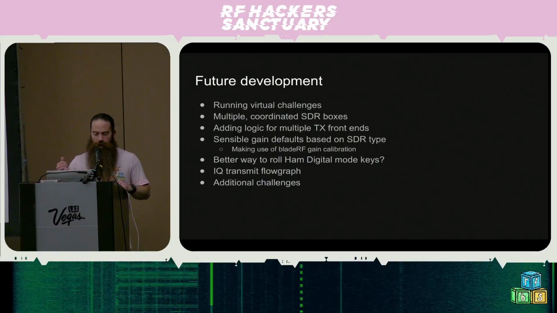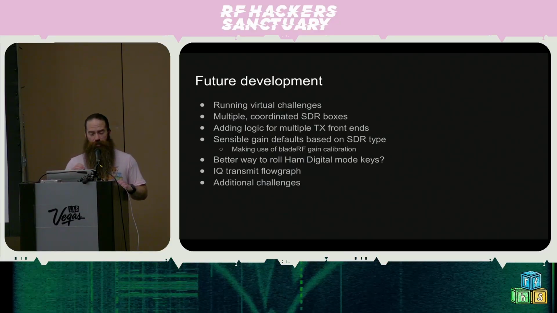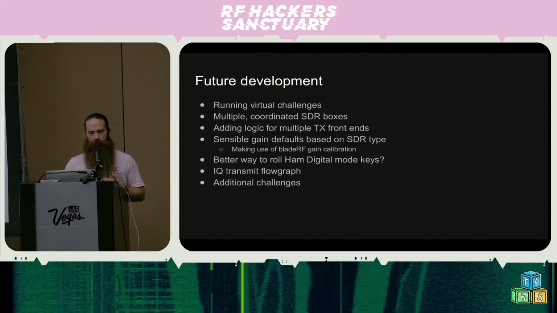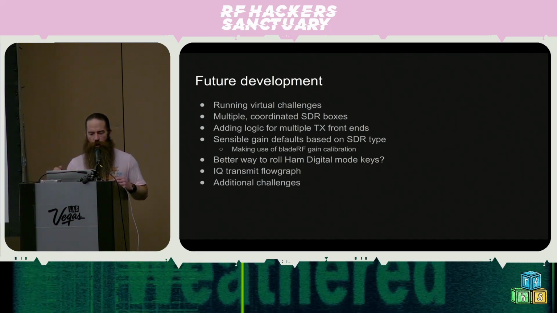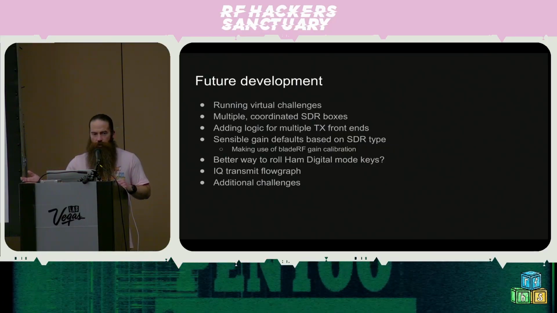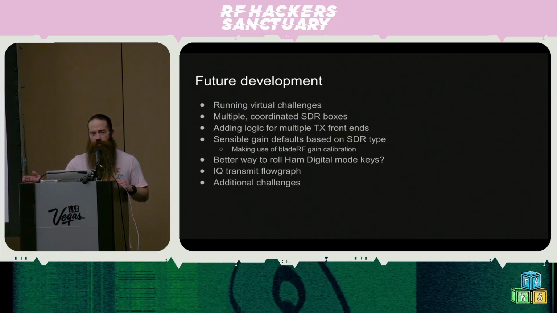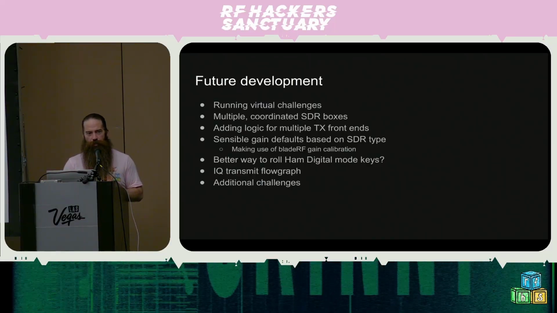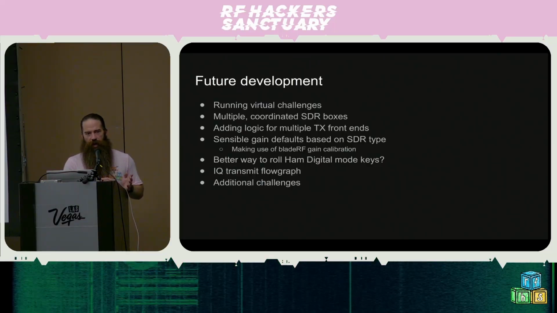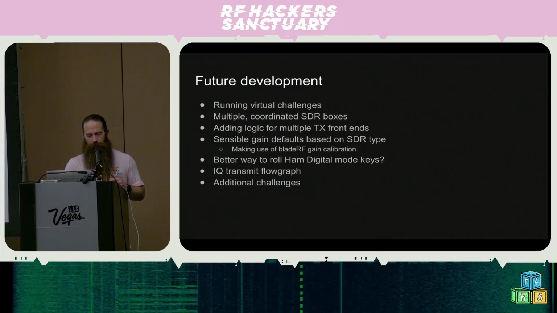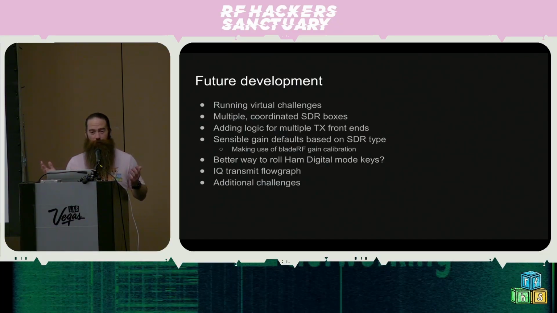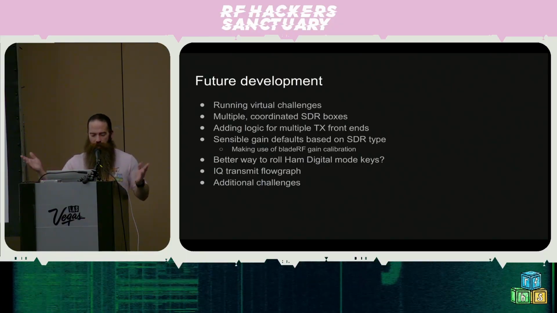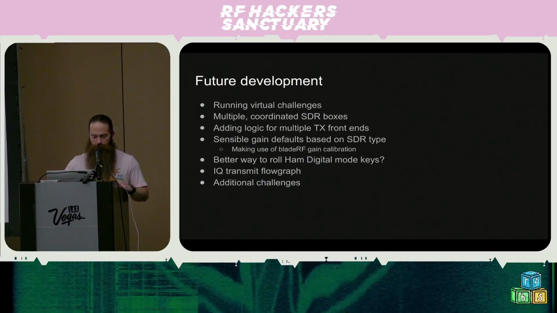I showed you the FLDigi and how we're rolling the digital mode keys, and that's a little bit painful. One at a time is not that bad, but if you're doing 6 or 7 of those, it takes a little while. If there's a better way, I'd love to do that. As far as I know, or at least we haven't found yet a way to programmatically have FLDigi generate those files and not have to sit there and wait for it. If any of you know about a better way to do that, I'd love to hear it. But that's another nice to have future development goal.